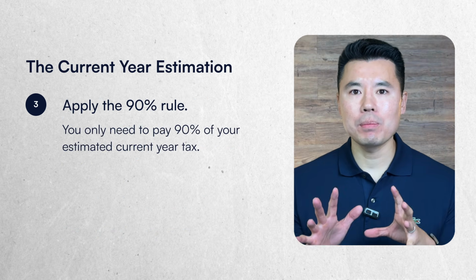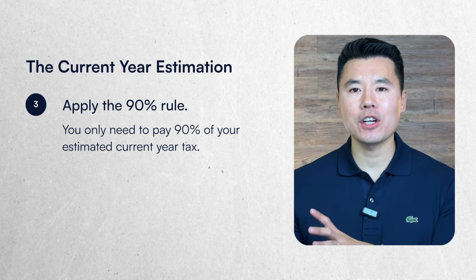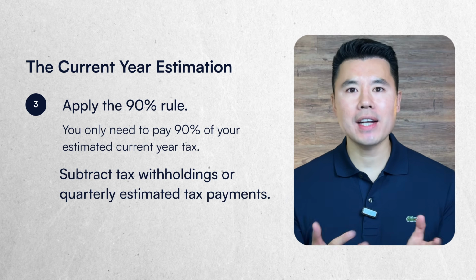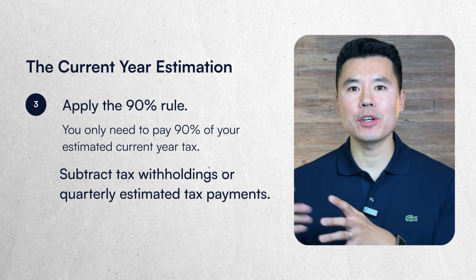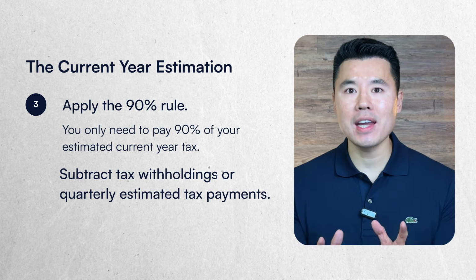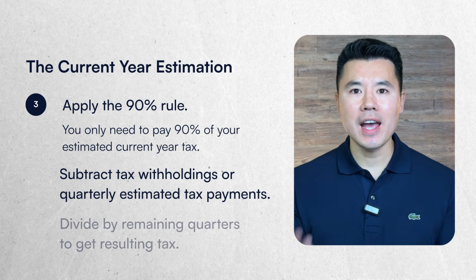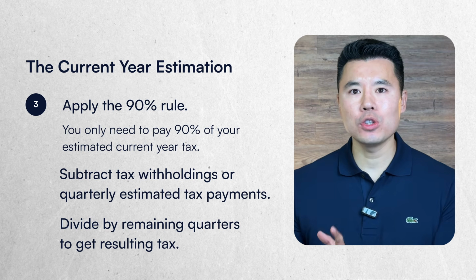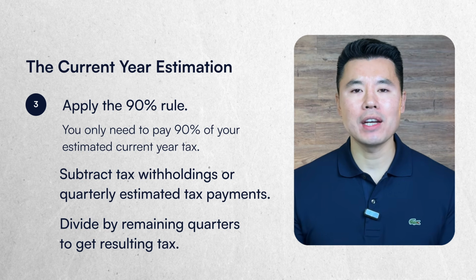Step 3, apply the 90% rule. You only need to pay 90% of your estimated current year tax. You want to subtract out any tax withholdings from your W-2s or any quarterly estimated tax payments you've actually made during the year already. Then the resulting tax due, divide that by the remaining quarters.